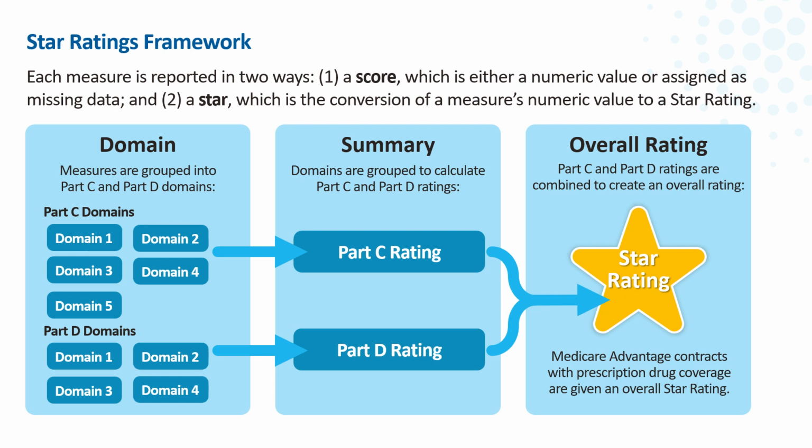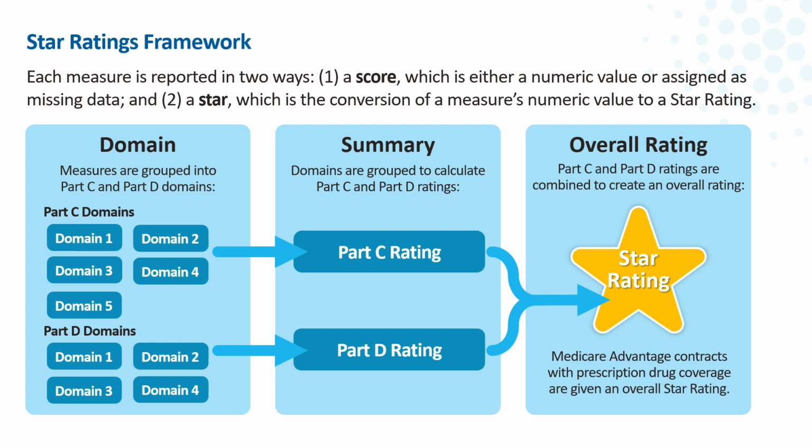Now we will step back and take a broader look at the star rating framework, which includes reporting of plan performance at measure, domain, summary, and overall rating levels. At the measure level, each measure is reported in two ways. First, as a score, which is either a numeric value or can also be assigned as missing data if relevant. And second, as a star, which is the conversion of a measure's numeric value or score to a star rating.